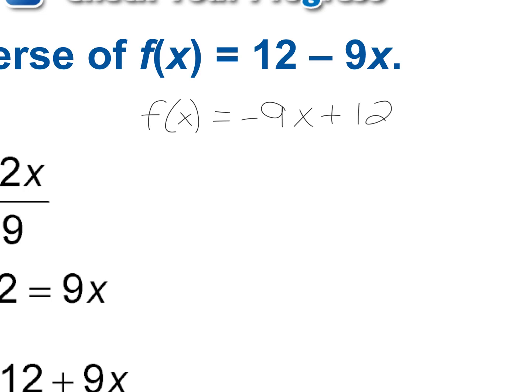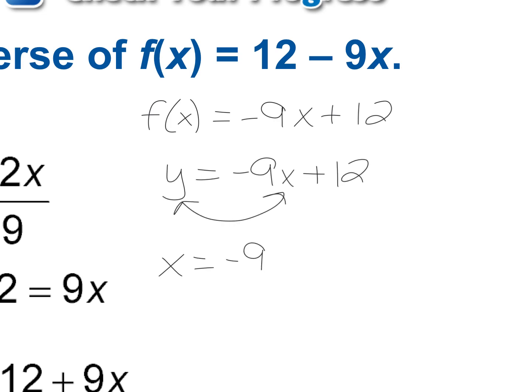Okay, so it's going to have you graph that first, and then it wants you to graph the inverse. Well, do we know what the inverse is right now? No. How do we find the inverse? Yep, we have to do that whole process, right? So what's the first step of that process? Yep, replace. Now we flip. So x and y switch spots. So we have x equals negative 9y plus 12.